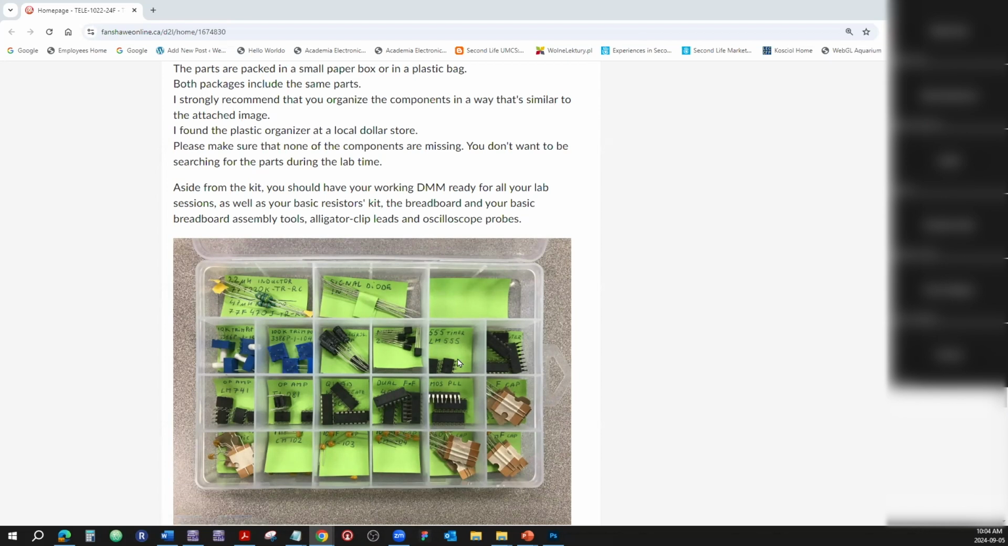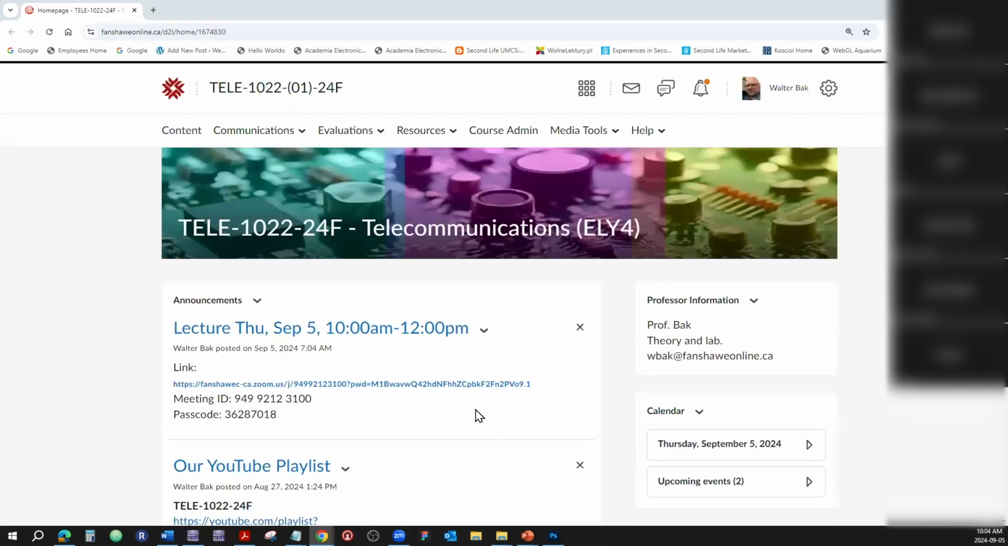I would encourage you, you've got to have those parts to be able to do the labs. Just make sure that everything on the list is there. Those coils or inductors look like bigger resistors, like half-watt resistors, but they're actually coils. You can organize it in whatever way you want. So I'm not going to spend much time on this.